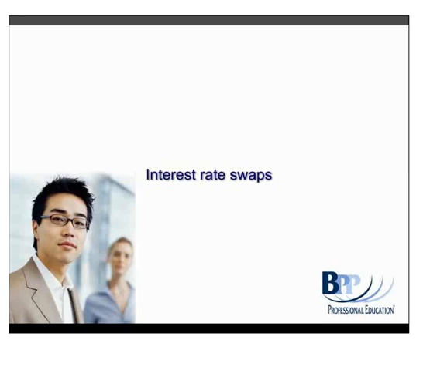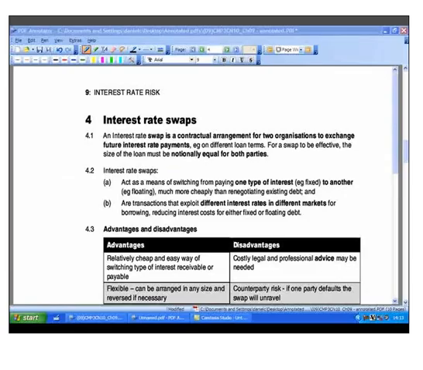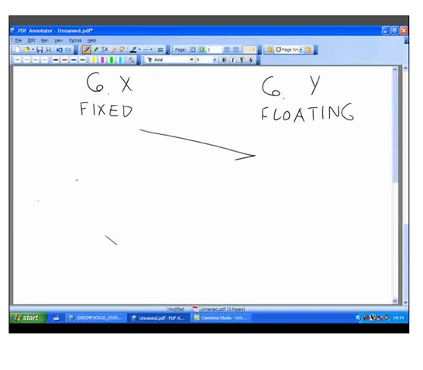Now, for reasons that we'll look at shortly, it may be advantageous to them to swap repayments so that company X actually pays floating rate interest and pays effectively company Y's interest, and company Y pays fixed rate of interest and effectively pays company X's interest. So that's the concept. They'll end up paying each other's interest.